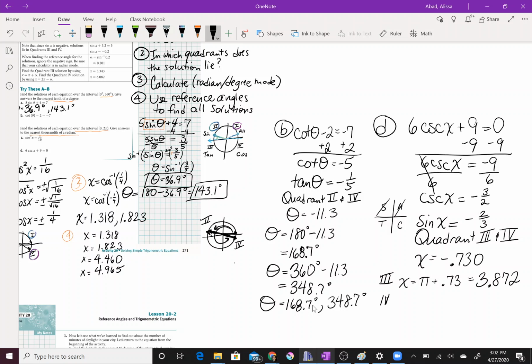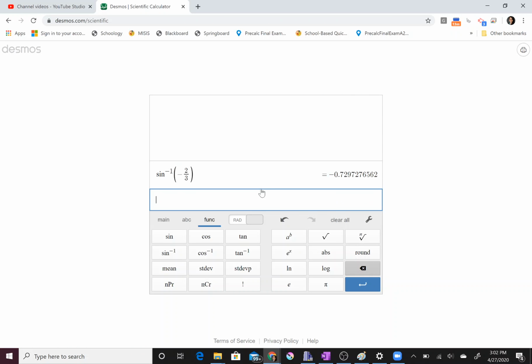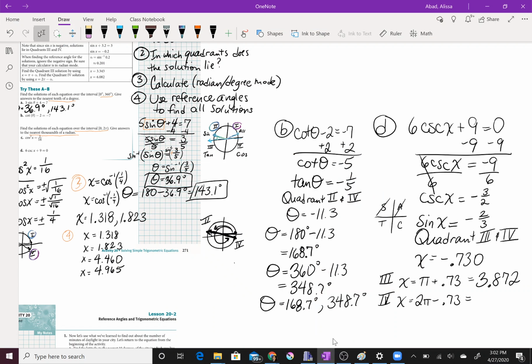For quadrant 4, we're going to have to subtract 0.73 from 2 pi. Let me just go back to decimals here. So 2 pi minus 0.73 is 5.553. Okay, so your solutions are 3.872 and 5.553.